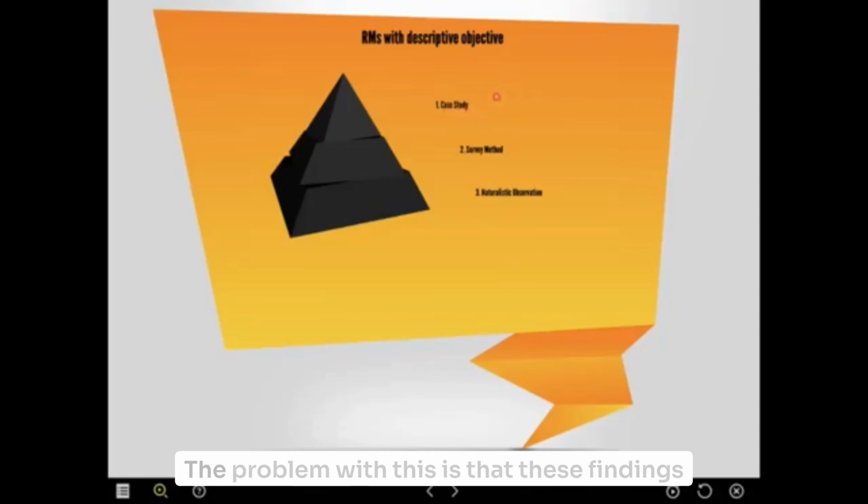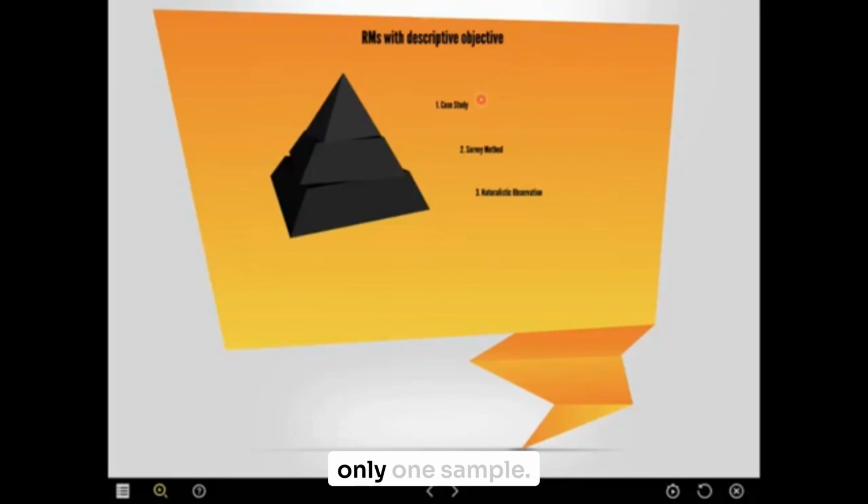It's called case study. The problem with this is that these findings may not be generalizable. Remember that bigger circle of population and the sample, and how it is generalized, and how you make use of statistics to actually make inferences about the population. Well, you can't do that here because there is only one sample.